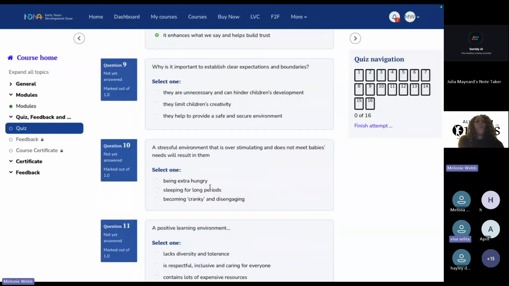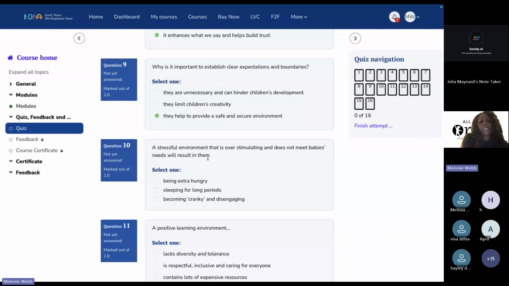Number 9, why is it important to establish clear expectations and boundaries? 1, they are necessary and can hinder children's development. 2, they limit children's creativity. 3, they help provide a safe and secure environment. Third one. Yeah, 3. Who is it? Sahar. Oh, hello, Sahar. Oh, you were outside, weren't you?